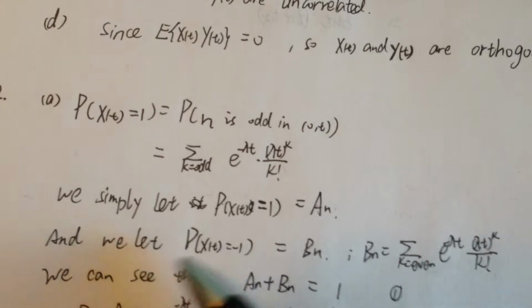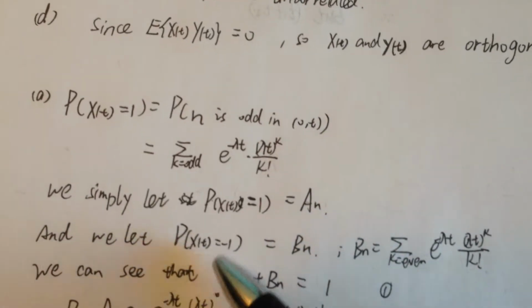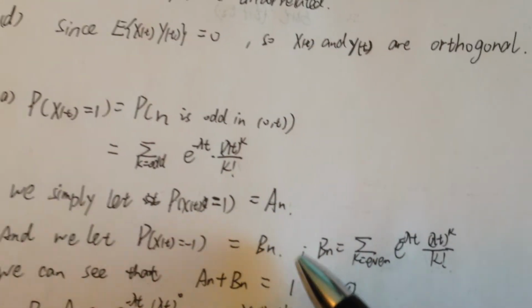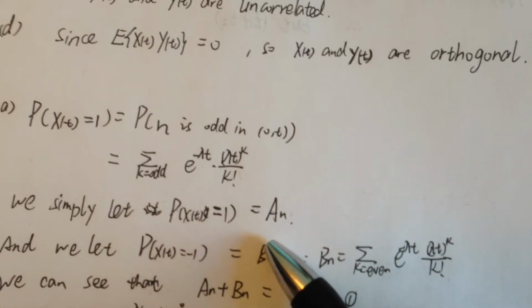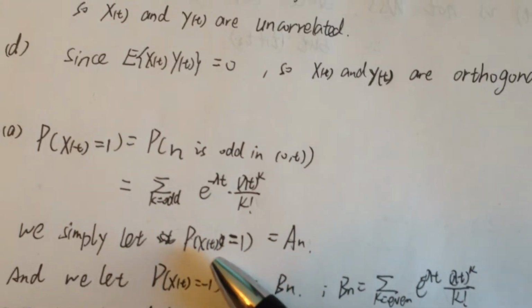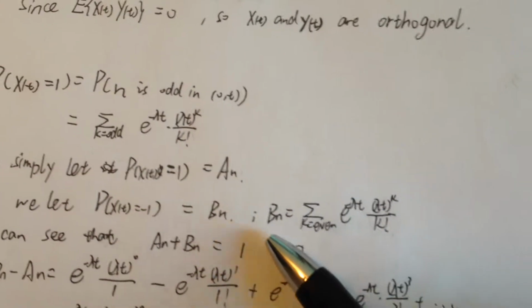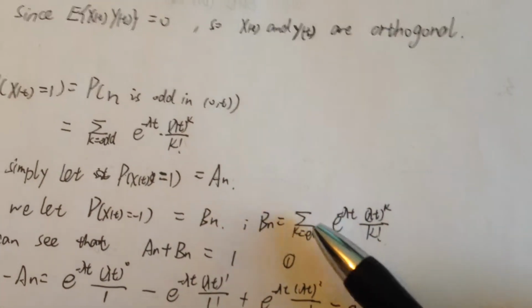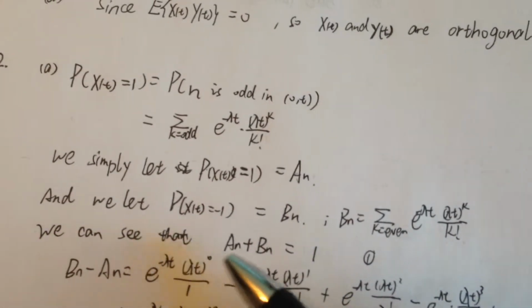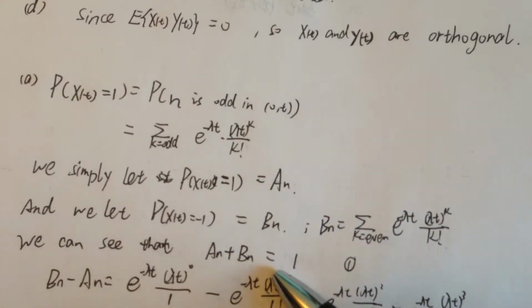And similarly, we can let the probability of X(t) equals minus 1 equal b_n. That is the probability of N being even in the interval. So b_n equals the summation when k is even. We can easily see that a_n plus b_n equals 1. It's obvious, right?